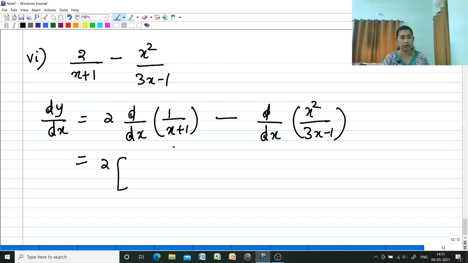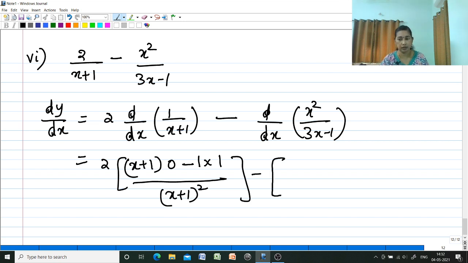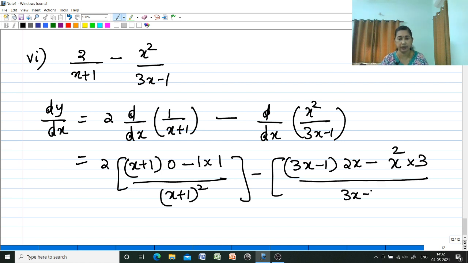So 2 into, here we have to use the quotient rule. So denominator x plus 1 into derivative of numerator is 0, minus 1 into derivative of x plus 1 is 1, divided by x plus 1 whole square, minus, again differentiating this side, denominator 3x minus 1 into derivative of numerator is 2x, minus x square into derivative of denominator is 3, whole divided by 3x minus 1 whole square.